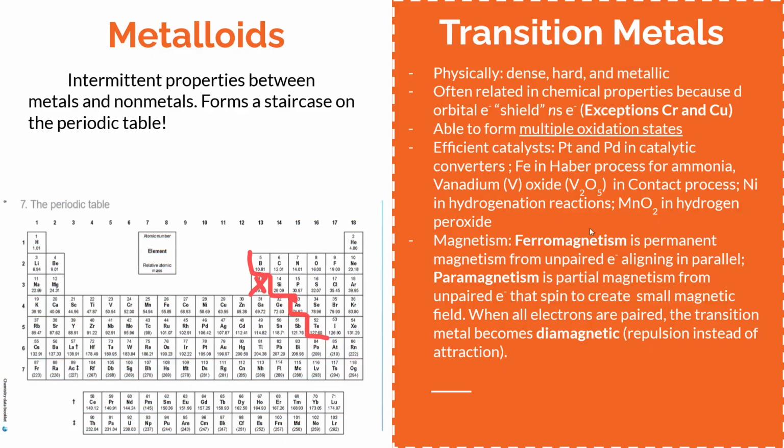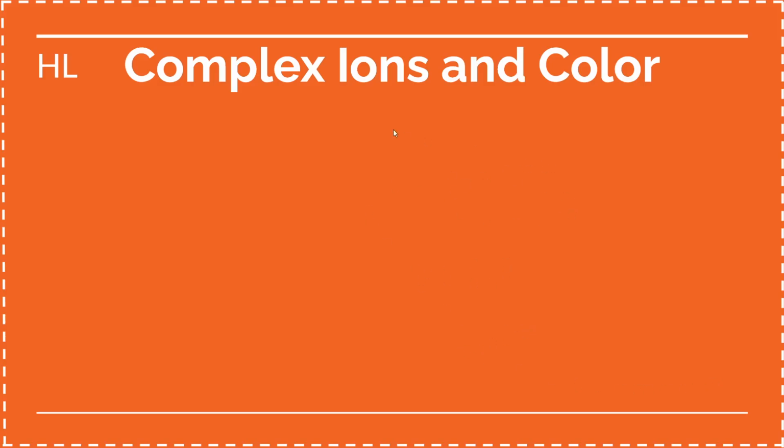Now, transition metals also have a property called magnetism. Ferromagnetism is permanent magnetism from unpaired electrons aligning in parallel. Paramagnetism is partial magnetism from unpaired electrons that spin to create small magnetic fields. And when all electrons are paired, the transition metal becomes diamagnetic, where it is repelled by a magnetic field instead of attracted. Magnets and magnetic fields attract each other, you get the gist. Now, transition metals are also going to form complex ions with ligands, which is something you need to know.